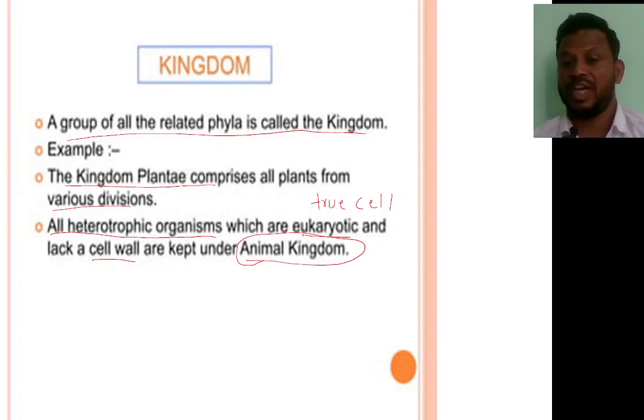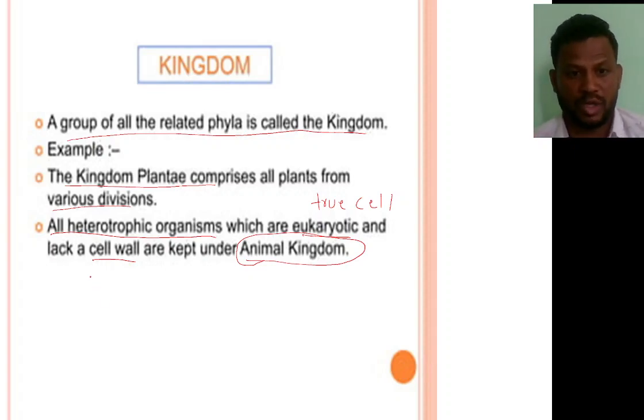Even we are eukaryotic organisms. Why? Because we have cells, we have the nucleus, we have the mitochondria, we have the ribosome. We are heterotrophic animals. We depend upon different organisms or different vegetables to feed ourselves. Even the lion, tiger, buffalo, cat, dog, rat, these all are heterotrophic organisms with eukaryotic cells. They all come under the animal kingdom.